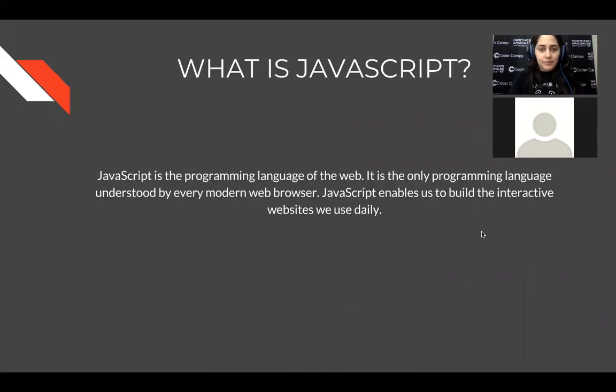All right. So what is JavaScript? JavaScript is the programming language of the web. It is the only programming language understood by every modern web browser. JavaScript enables us to build the interactive websites we use daily. So essentially, you can think of JavaScript as the muscle of a website. It's what's making a website interactive. It allows us to do cool stuff with the information that we get on a website. It allows us, again, to be interactive with the user.